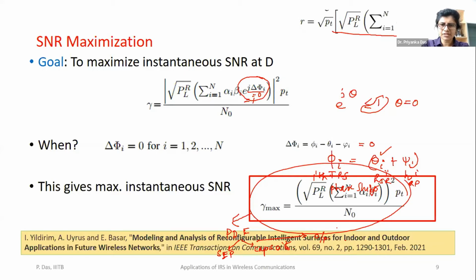Okay, so this is already published. You can see people have been working on this down the line, five years, 2021. Bazar, one of the big bosses in IRS, published here. They started with a very simple model, which you can also think of at your home. And they published the paper Modeling and Analysis of Reconfigurable Intelligent Surface for Indoor and Outdoor. What did they do?